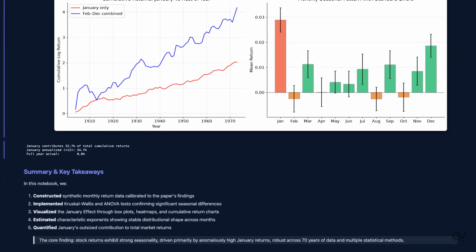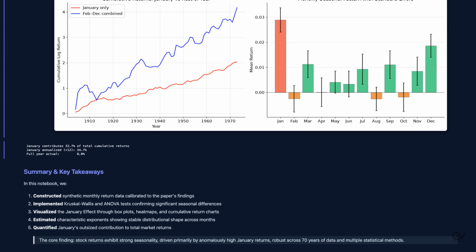To summarize, we've walked through the complete statistical toolkit that Rozeff and Kinney used to document the January effect. The Kruskal-Wallis and ANOVA tests both decisively reject equal monthly means. The effect is a pure location shift. The distributions keep their shape but slide rightward in January. And the magnitude is substantial. January alone accounts for a hugely disproportionate share of annual returns.